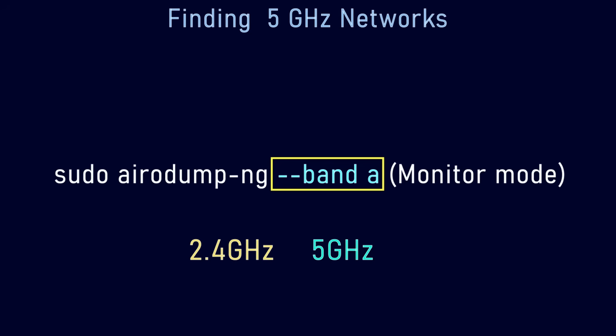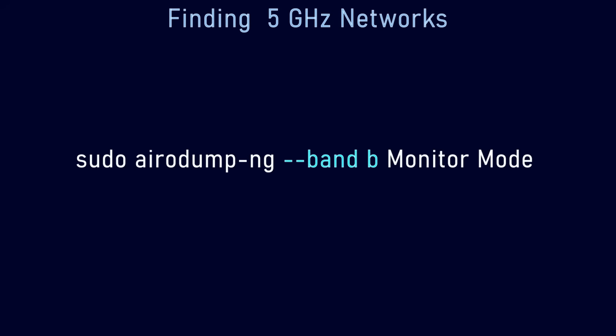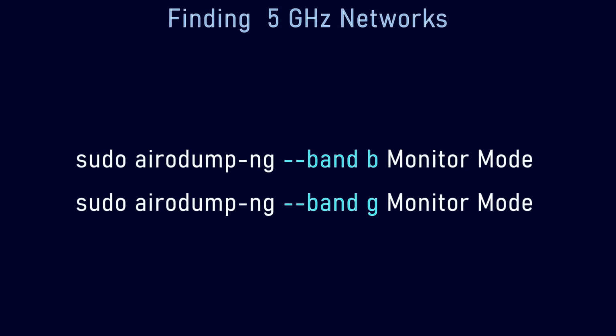There are other options for the band parameter as well. b represents the 2.4 GHz band using the old 802.11b standard, and g represents the 2.4 GHz band using the 802.11g standard, which is more common. g is also the default mode.